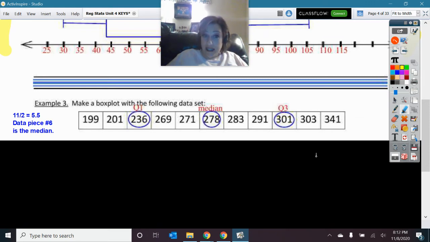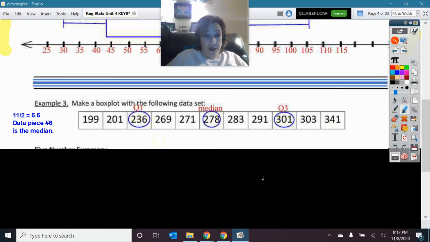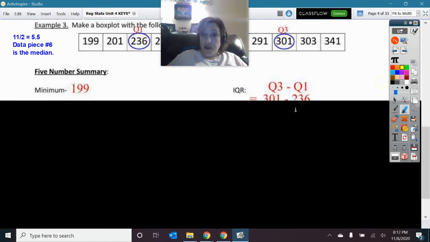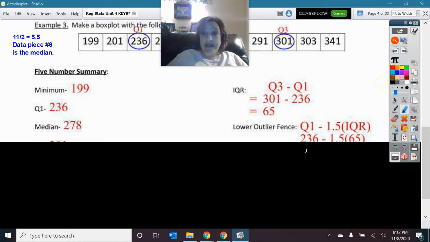Okay, this one had 11 pieces of data. So 11 divided by 2 is 5.5. That told me I'm going to have data piece number 6 as my median, and there it is. So I've got 5 on the bottom, 5 on the top, and the Q1 and the Q3 are the center of those bottom and top halves. There's our Q3 minus Q1 of 65.